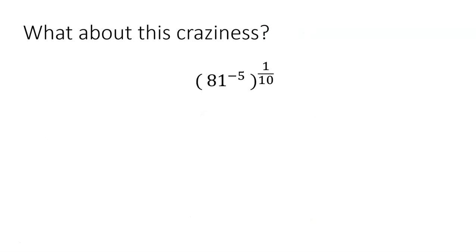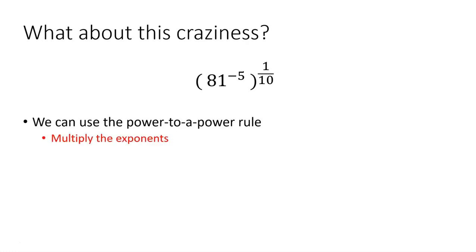What about this craziness? What's this? 81 to the -5 power and all that to the 1/10 power, that looks insane. It's okay. We can use that power to a power rule to our advantage in this problem, because we can multiply the exponents. We'll take this -5 times the 1/10. And -5 times 1/10 is -5/10. That reduces. So it's really 81 to the -1/2 power.